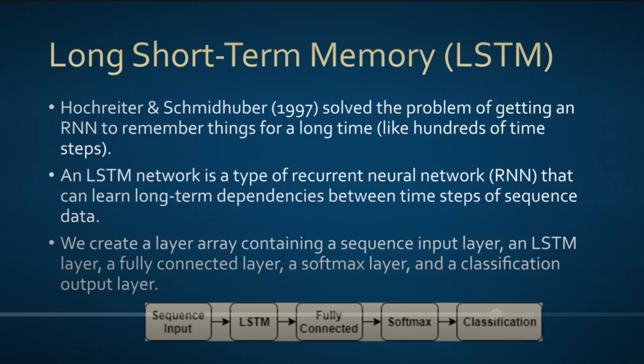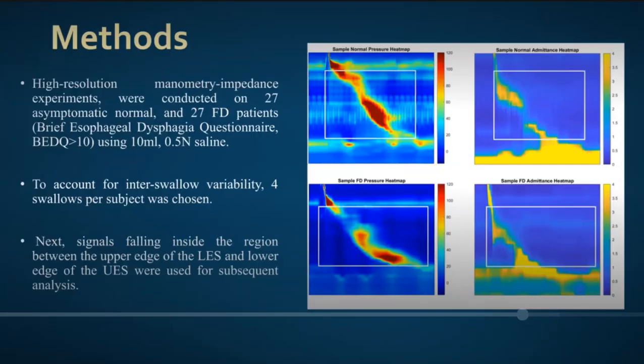You can create an array containing a sequence of an input layer, the long short-term memory layer, a fully connected layer, a softmax layer, and a classification layer to distinguish between the two groups. For this study, we conducted high-resolution manometry impedance experiments in 27 asymptomatic normals and 27 functional dysphagia patients with a brief esophageal dysphagia questionnaire score of above 10, using 10 milliliter saline swallows, half normal, in the minus 15 degree trend position. And to account for the inter-swallow variability, we use 4 swallows per subject.